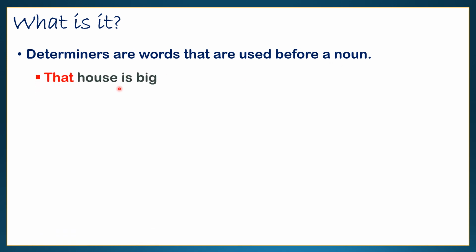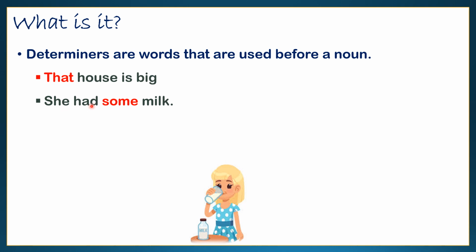That house is big. So the word in red is a determiner followed by a noun. So house is a noun. She had some milk. Again, some is the determiner here, followed by a noun, milk. So if you see, determiners are words that are used before a noun. Here the words in red are the determiners followed by nouns. In the first example it is house, the second example it is milk.